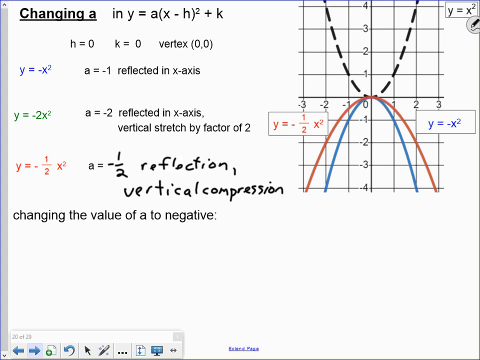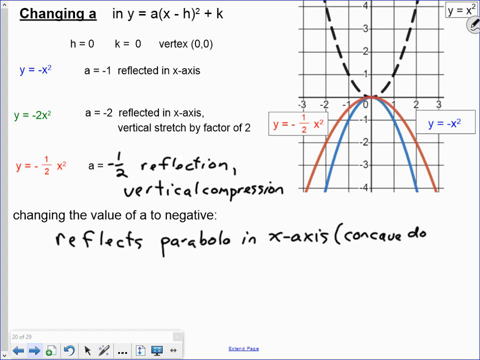Okay. So changing the value of a to negative reflects the parabola in the x-axis. Or we could say that it makes it concave down. And depending on the value, it stretches or compresses it, just like it did when a was positive. So changing the value of a can do a lot of different things to our parabola here.